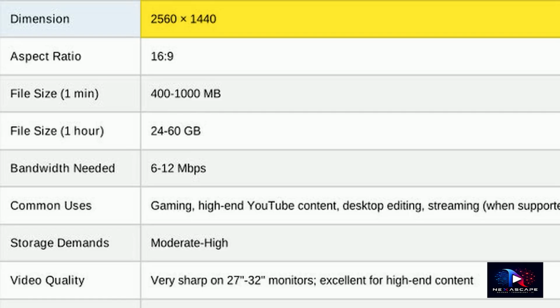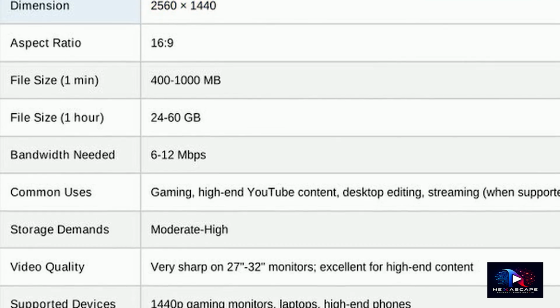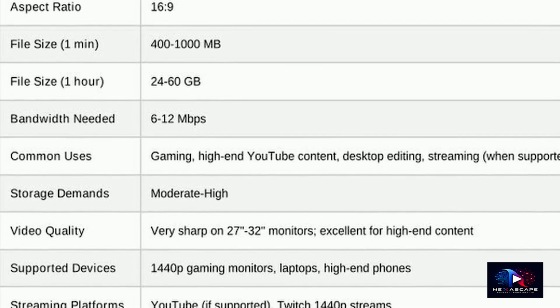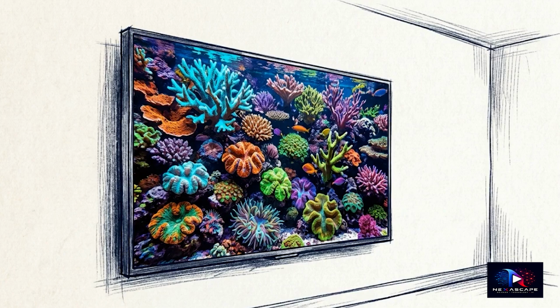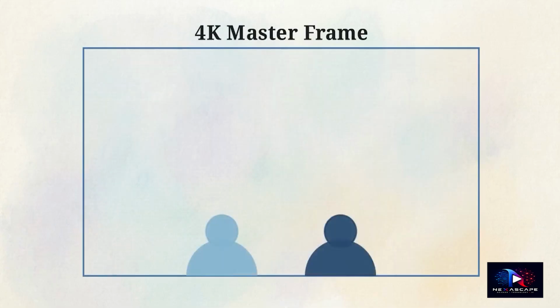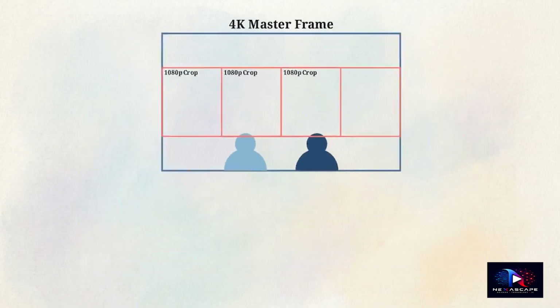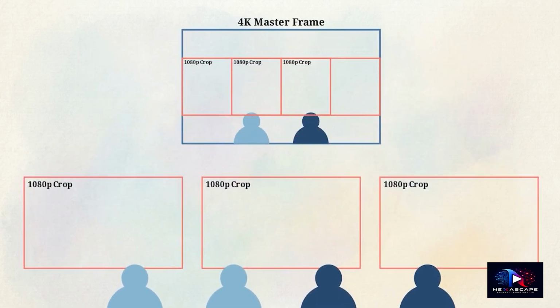Moving to 1440p, or Quad HD, this is the gap resolution. It requires moderate bandwidth and is highly optimized for razor-sharp on-screen text and desktop gaming, though it is rarely supported by traditional broadcast television. 4K, or Ultra HD, offers stunning clarity on large screens. Its biggest practical advantage for creators is the ability to shoot one single wide angle and then crop in during editing to create up to 3 distinct 1080p shots without any loss in visual quality.